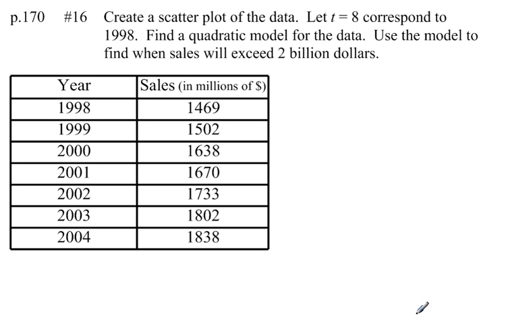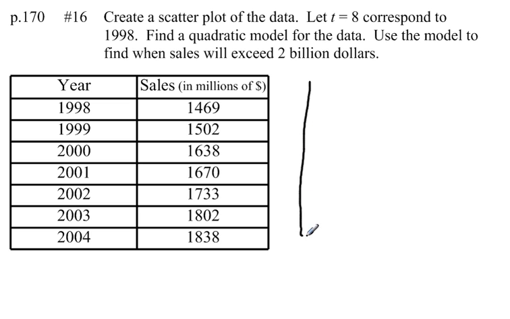Page 170, number 16. Create a scatter plot of the data. Let t equal 8 correspond to 1998. Find a quadratic model for the data and use the model to find when sales will exceed $2 billion. All right, we've got three parts here. First of all, create a scatter plot.